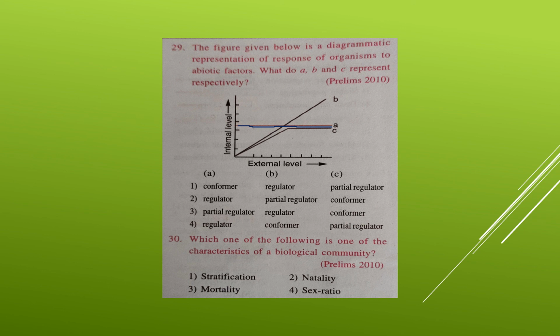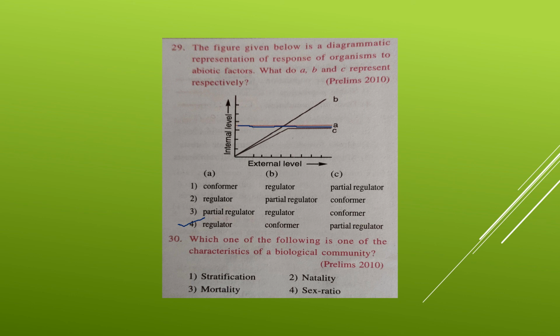B is changing its temperature with that of the surroundings. So here we can call it conformers. C is changing its temperature with the surroundings up to a certain extent, and later on it is maintaining a constant temperature. So A is a regulator, B is a conformer, and C is a partial regulator. So the fourth is the correct one.